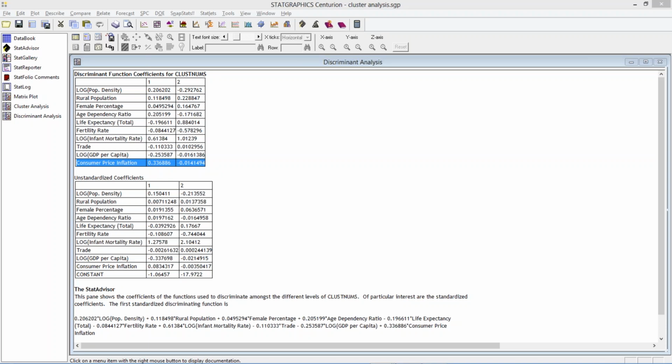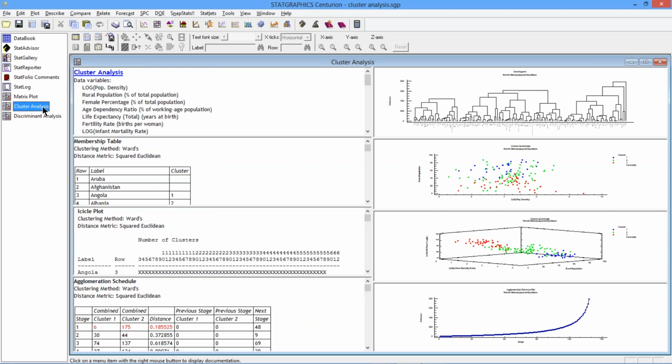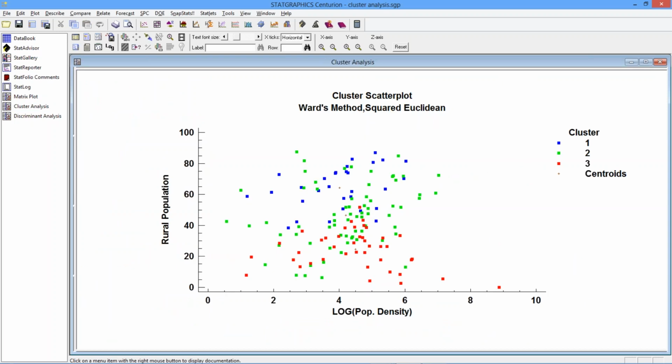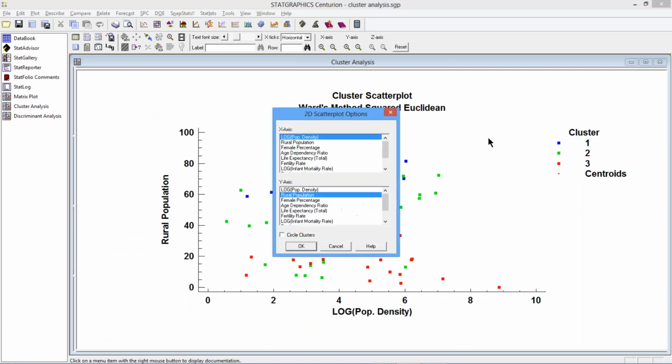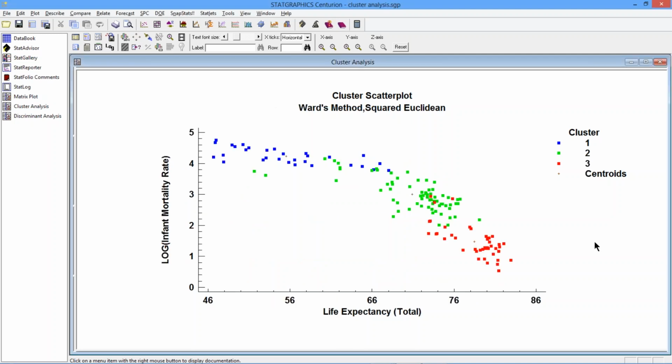Well, that tells me that I now might want to go back to my cluster analysis and use those important variables to create plots. So I'll go back to my cluster analysis and let's look at the two variable scatter plot. Right now the clusters aren't very well defined, but if I click the right mouse button, go to pane options, and ask, for example, to put life expectancy on the x-axis and infant mortality on the y-axis, you can see there's a very good separation between the groups.